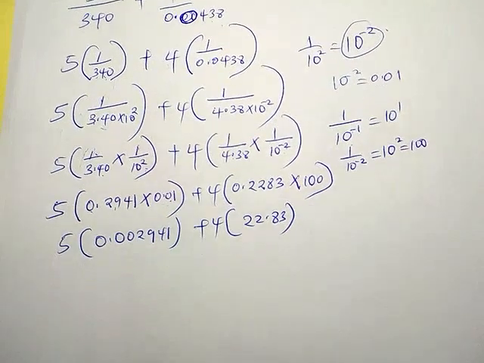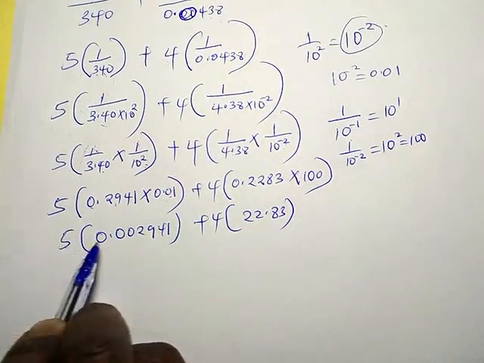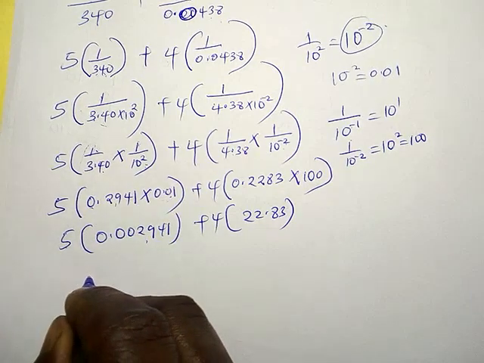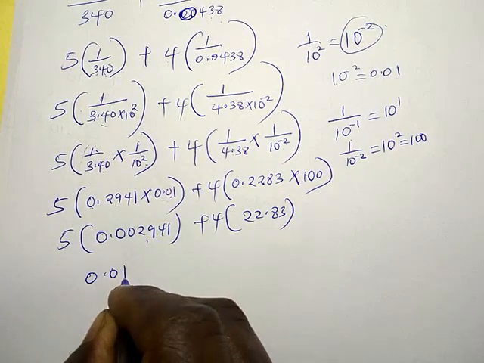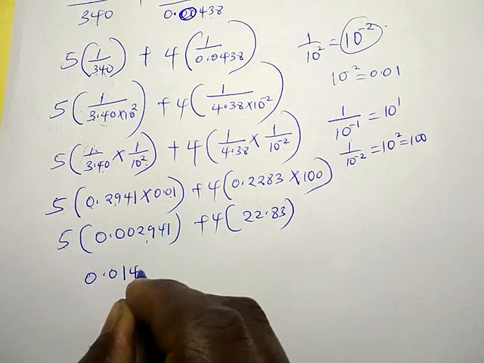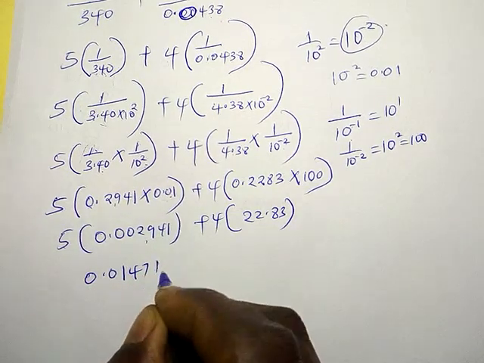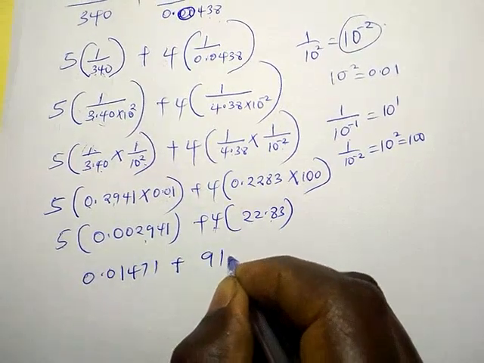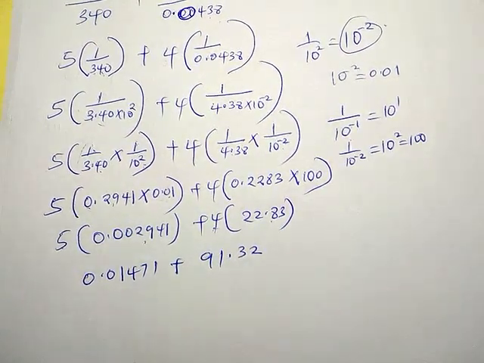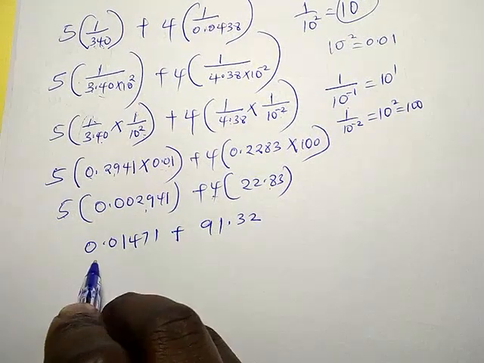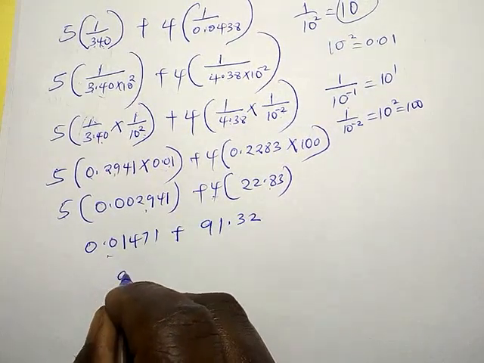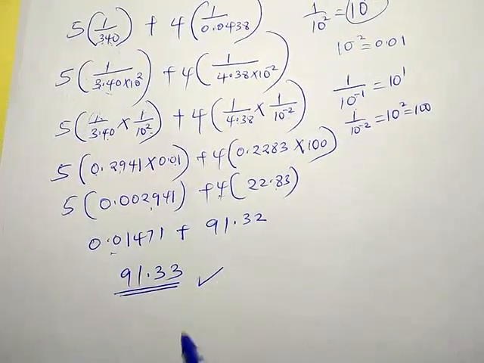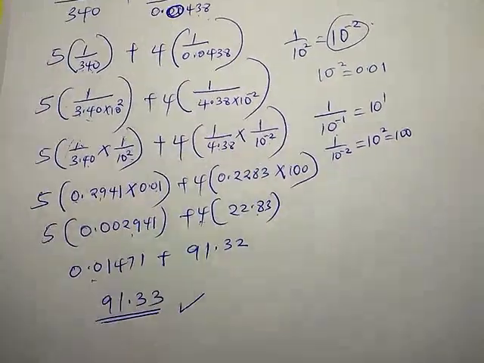Right? So once you are there, now you multiply this times this using your calculator or whatever, you get 0.01471 plus, you multiply this times this, you get 91.32. Now you sum up, you get the total. This plus this will give you 91.33, and that is the final answer. That's how you score your full marks.